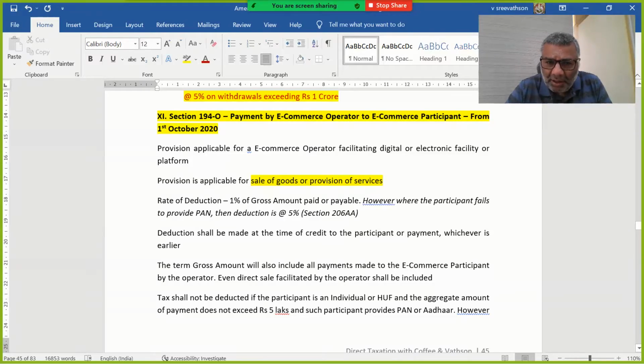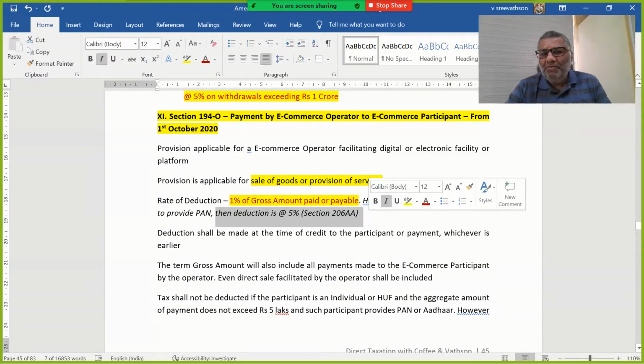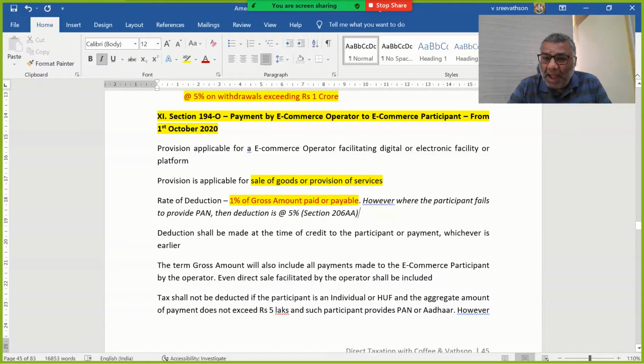Rate of deduction is 1% of the gross amount paid or payable. Remember, 1% of the gross amount paid or payable. Normally, if PAN of the recipient is not provided, it is 20%. An amendment was made in section 206AA where, if the participant fails to provide PAN, then the deduction is 5% and not 20%. So 1%, but where the participant fails to provide PAN, then 5%.